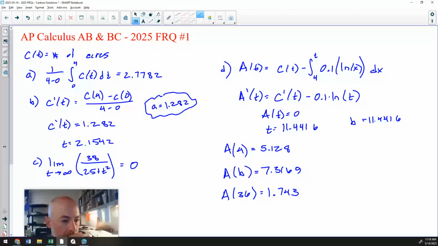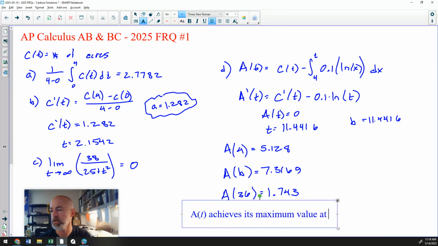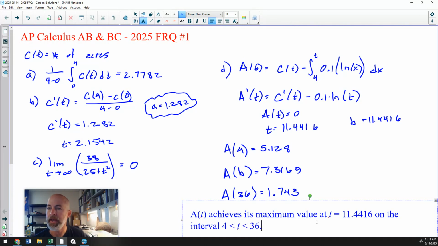Now let's make sure we answer the question. The question says, at what time t does A attain its maximum? It's not asking for the actual maximum value, it's asking for the t value at which A achieves its maximum. And so I'm going to type this out. A of t achieves its maximum value at t equals b, and b is 11.416 on the interval 4 less than t less than 36. And there we are done with question number 1, I think.